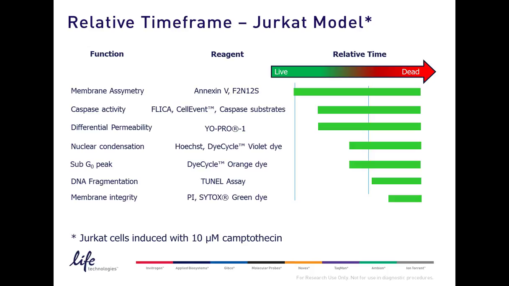So at the top we have some of the early events, this loss of the membrane asymmetry, and then followed by Caspase activation. There's also differential permeability of the plasma membrane, which is distinct from actual complete loss of the membrane integrity, and we'll touch on an assay using one of our dyes, YoPro, later. We also can see nuclear condensation following that differential permeability. We then see the formation of a sub-G1, G0 peak in DNA, and then followed by DNA fragmentation and membrane integrity loss. And some of these things are happening pretty similar time courses, so nuclear condensation and the sub-G0 peak formation are fairly closely tied temporally.